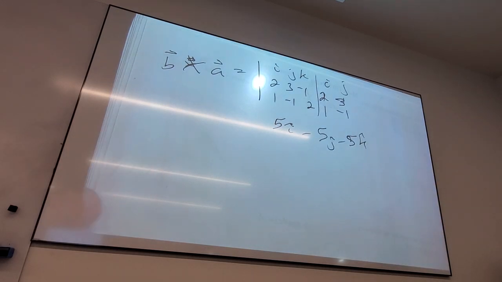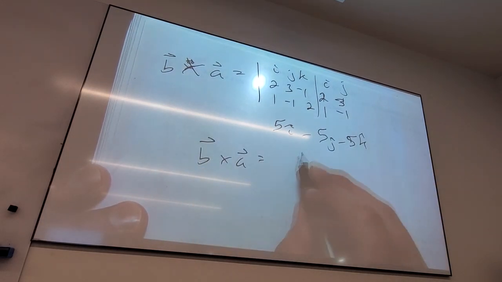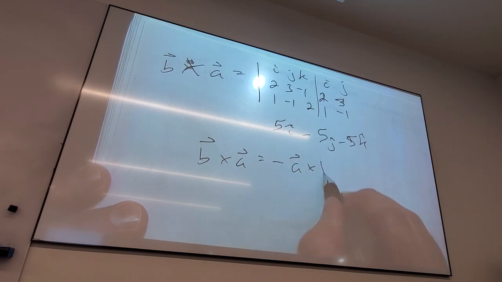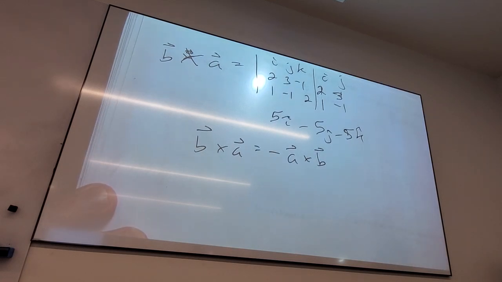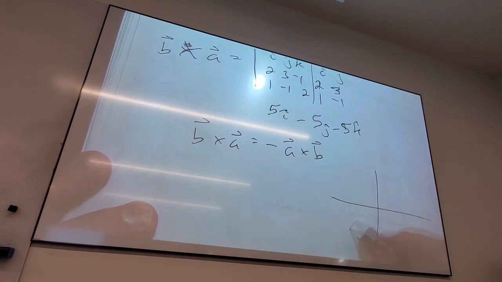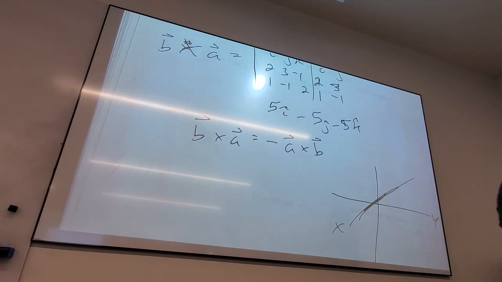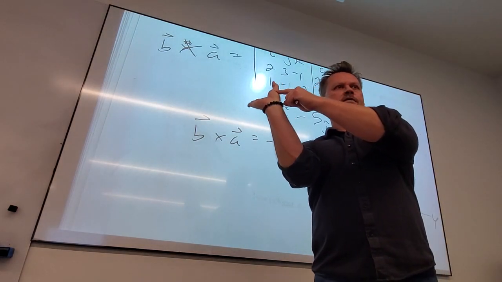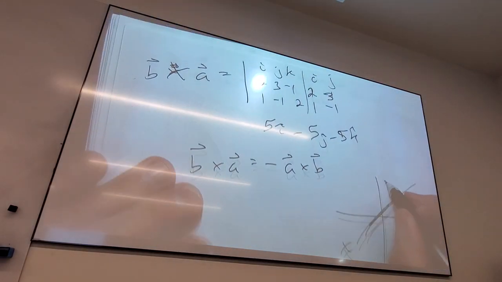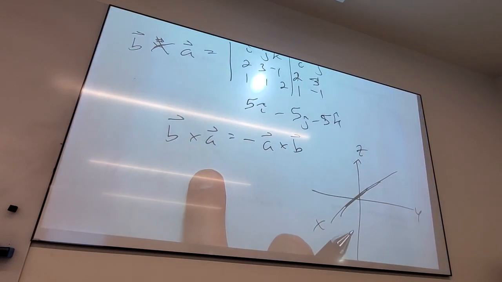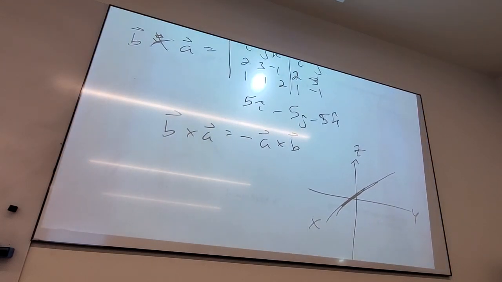How does B cross A relate to A cross B? Yes. Beautiful. Do you guys remember the right-hand rule? So the basic right-hand rule, this is X, this is Y. Which way is positive Z? You put your hand in the direction of x, you curl in the direction of y, z should be pointing up. Every cross product follows the right-hand rule. Which direction your vector will be pointing depends on which order you did the vectors.